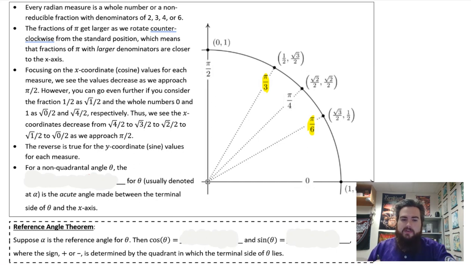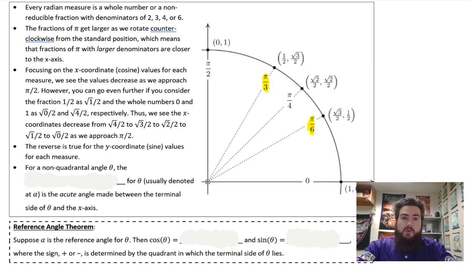So that itself can help. Note that this really only directly relates to angle measures of pi thirds, pi fourths, and pi sixths. This doesn't necessarily correlate to all angle measures of pi over some denominator.